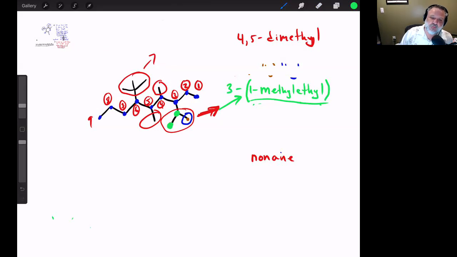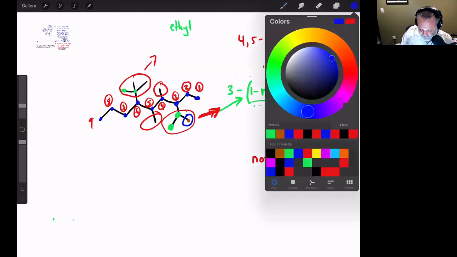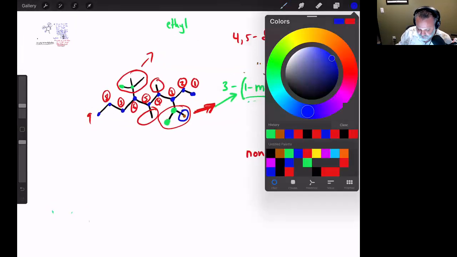All right, so let's do the same thing with this other group. I'm going to count the longest chain that is connected to the main carbon chain. 1, 2. So this is also an ethyl group. But in this case, I have 2 substituents on this ethyl group.